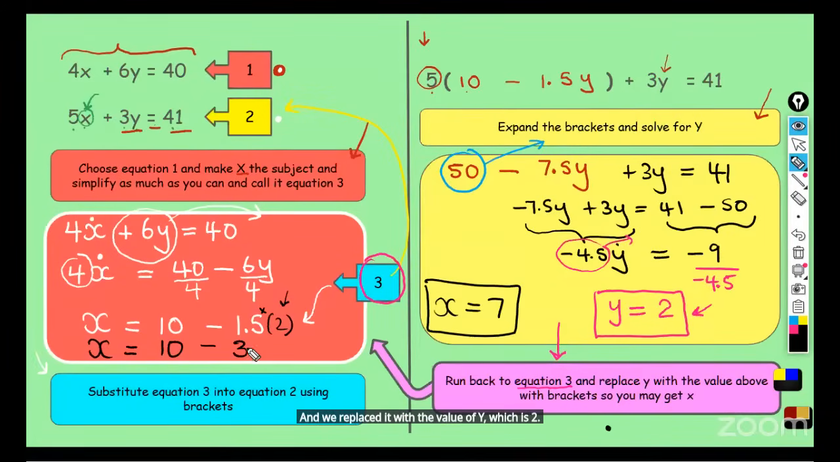1.5 multiplied by 2 is 3. 10 minus 3 is 7. X is equal to 7.